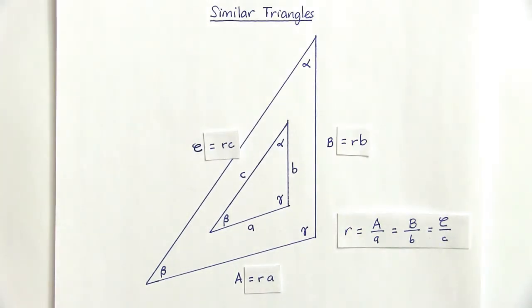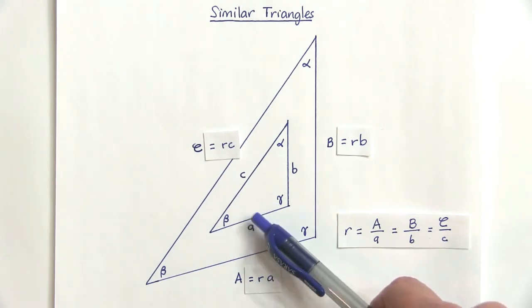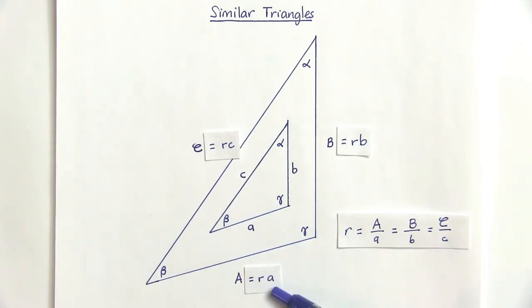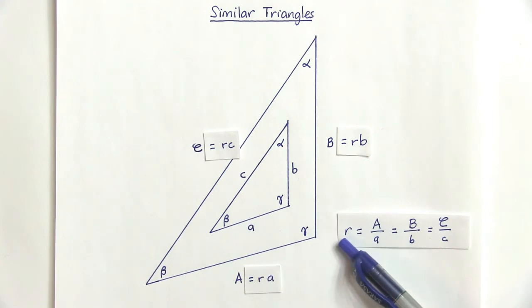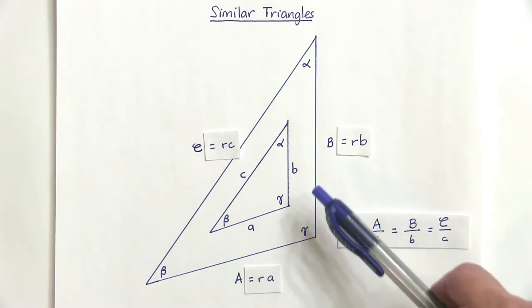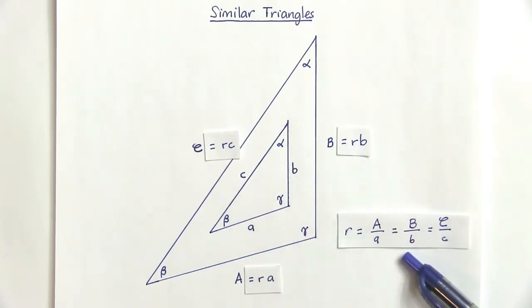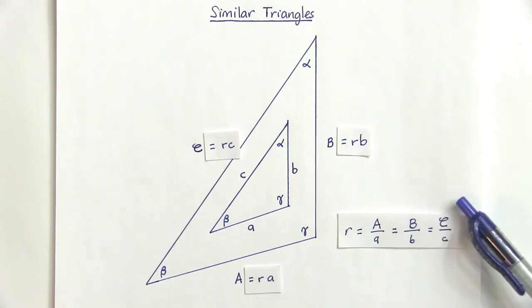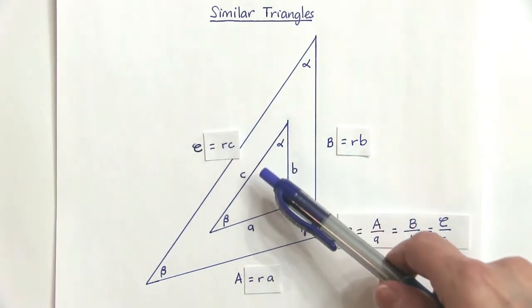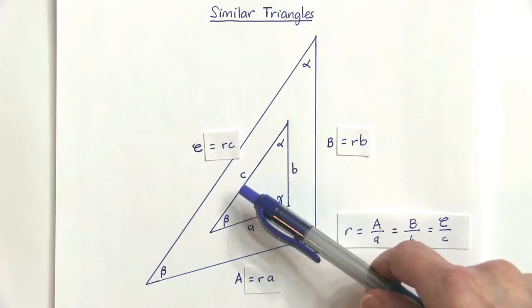So that we can see that my common scaling factor r can be achieved by dividing big A over little a, because that would be little r a over little a, which is r. It's also big B over little b, and similarly, it's big C over little c, because big C over little c is r.